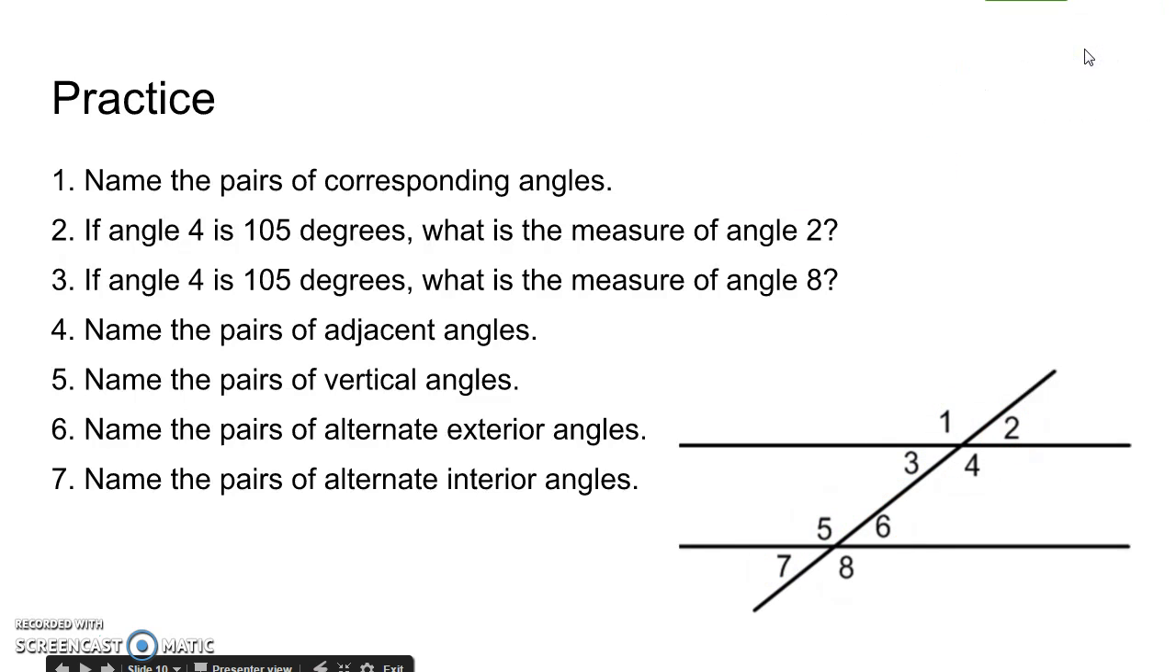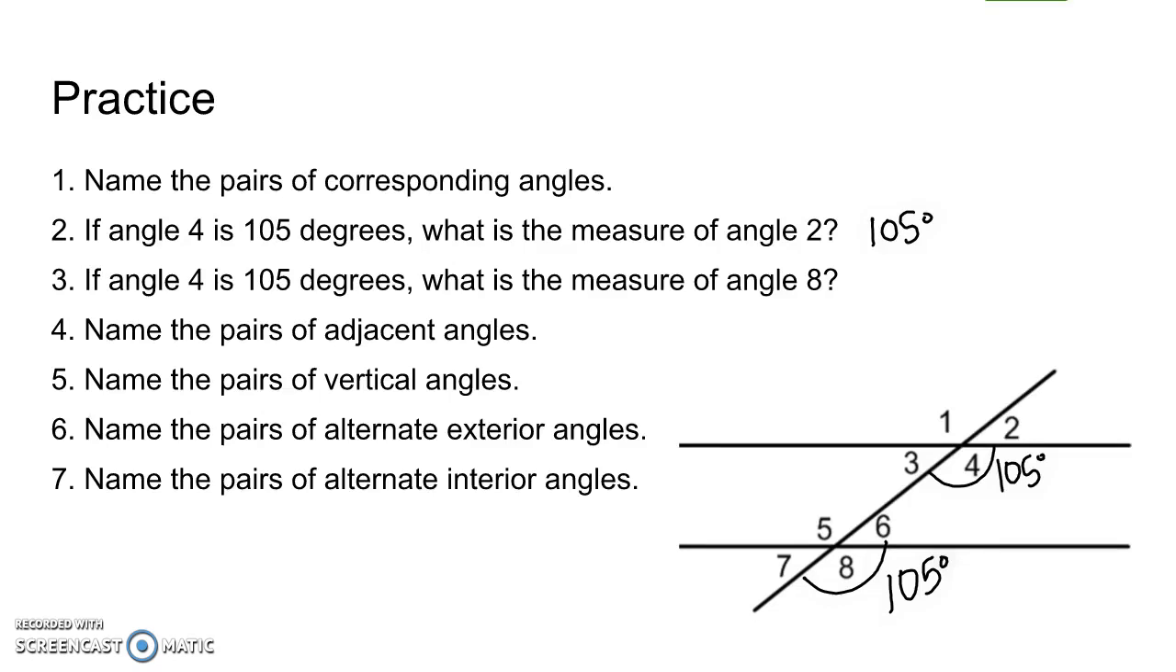All right, look at that second question. If angle 4 is 105 degrees, what is the measure of angle 8? Look at 4 and 8. What kind of angles are those? We just talked about it. They are corresponding angles. Corresponding angles are congruent, so angle 8 would also be 105 degrees.